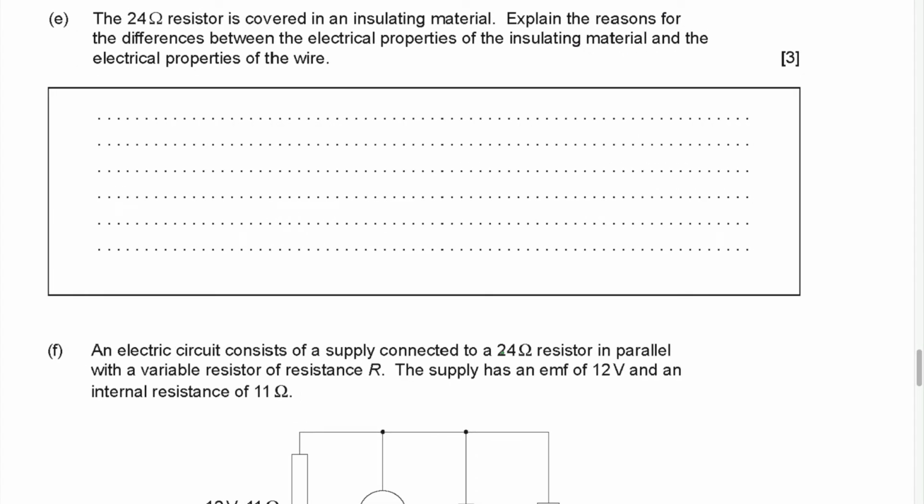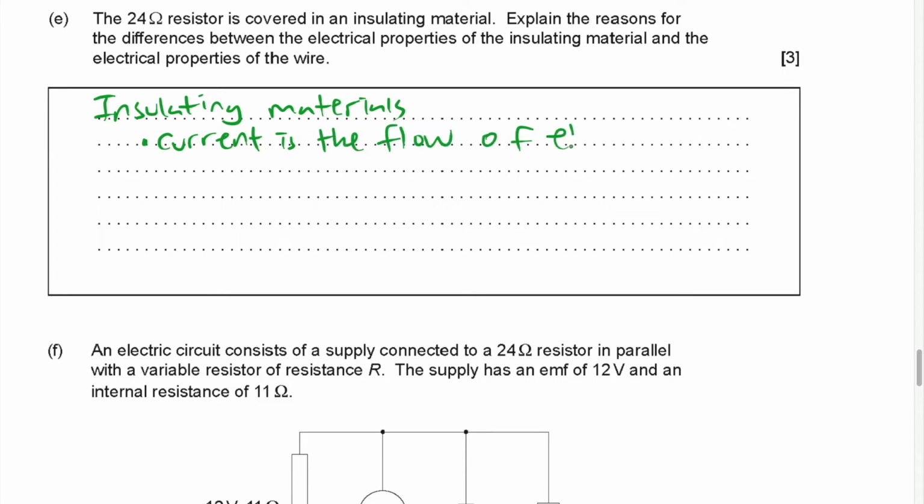The 24 ohm wire is covered in an insulating material. Explain the reason for the difference between the electrical property of the insulating material and the electrical property of the wire. So insulating material. So we know that current, so let me write current instead of I. Current is the flow of electric charge.